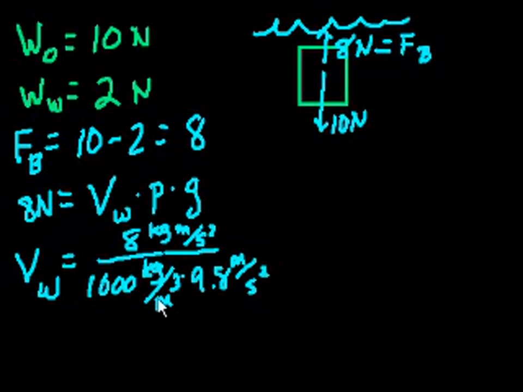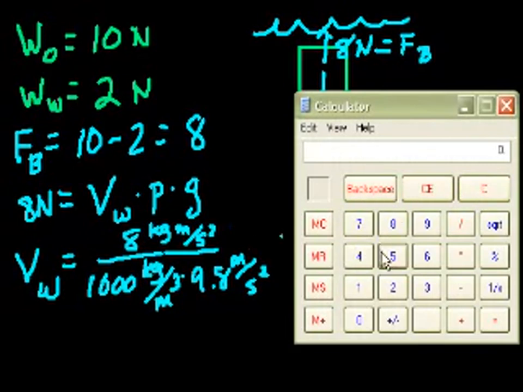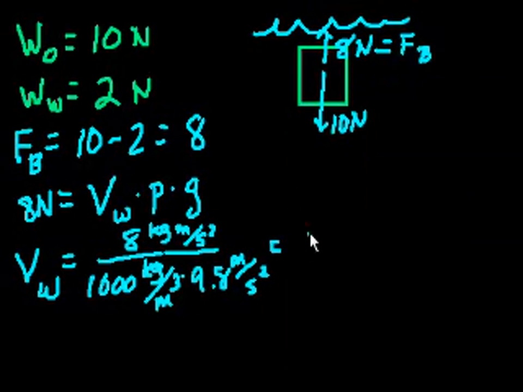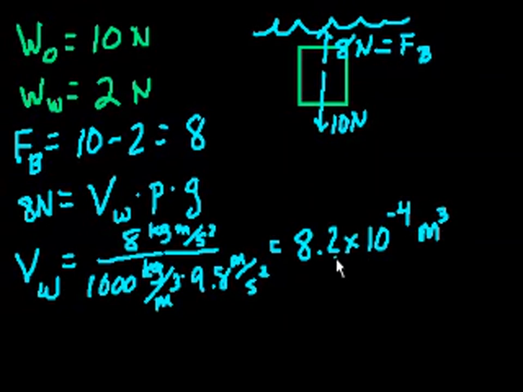And if we look at all the units, they actually do turn out, you end up having just meters cubed. But let's do the math. So let me get my calculator. I have 8 divided by 1,000 divided by 9.8 is equal to 8.2 times 10 to the negative 4 cubic meters. So just knowing the difference in the weight of an object when I put it in water, I can figure out the volume.